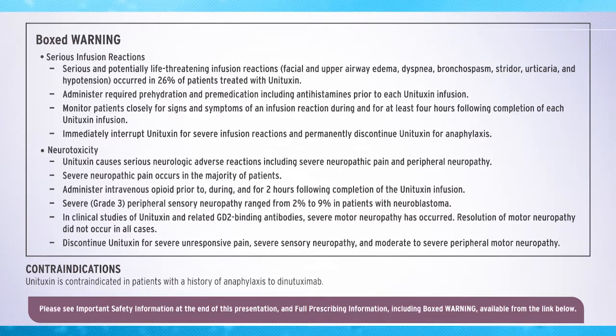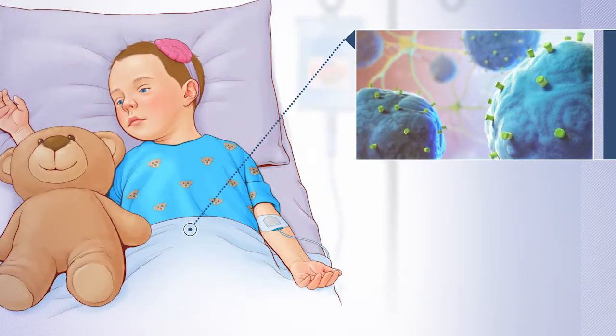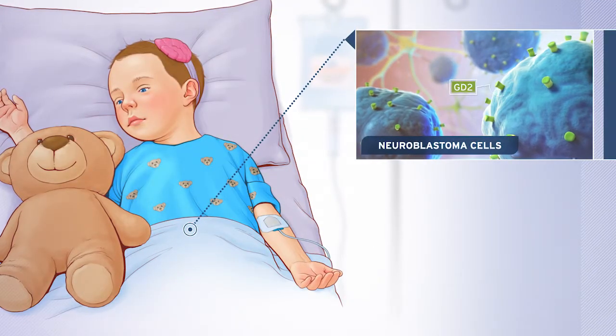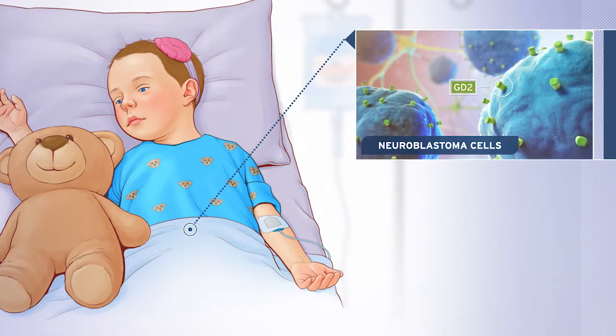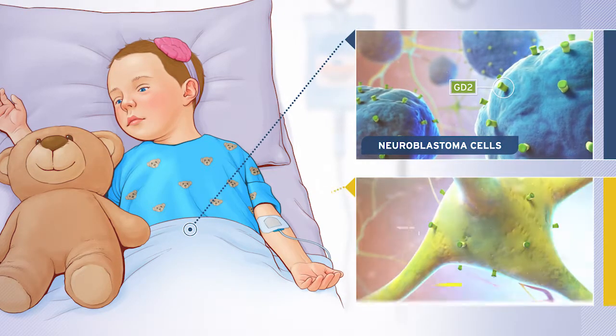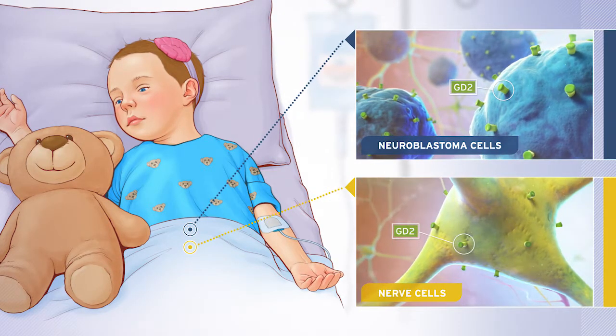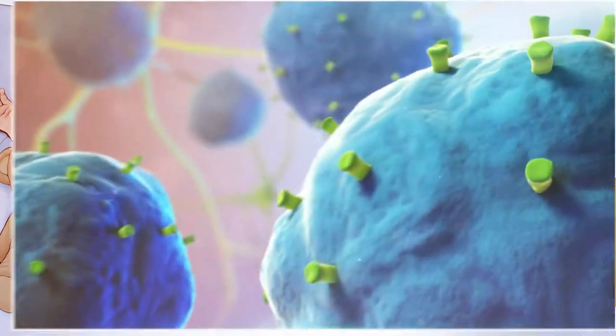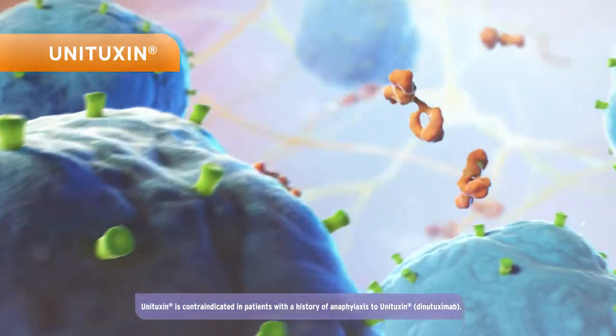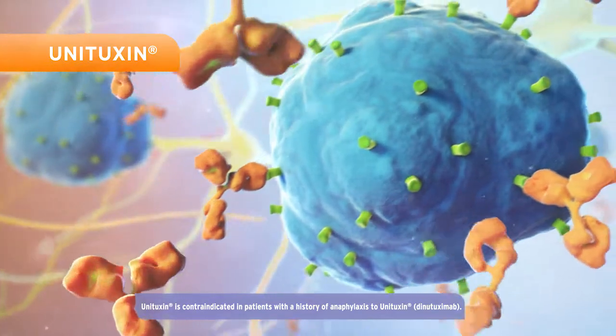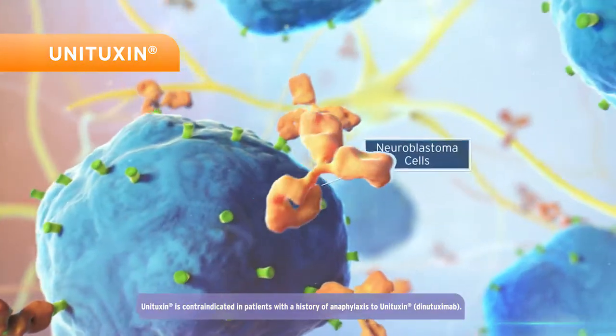GD2 is a disialoganglioside antigen expressed on neuroblastoma cells and on other cells of neuroectodermal origin, including the central nervous system and peripheral nerves. Targeting GD2 on tumor cells using Unituxin has become standard of care in the treatment of high-risk neuroblastoma.